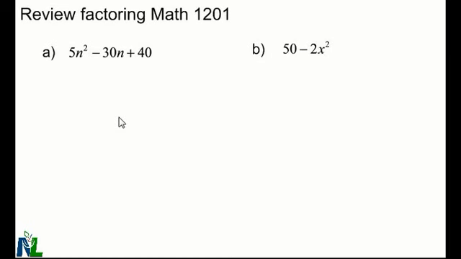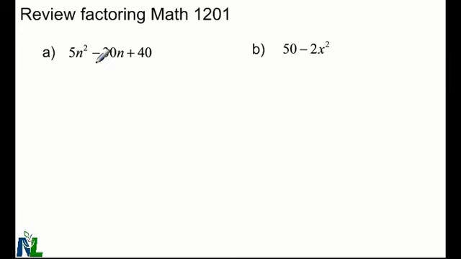In this video, we will be reviewing another two types of factoring you see in Math 1201 that again are important in Math 2201. Looking at example A, we have 5n squared minus 30n plus 40.